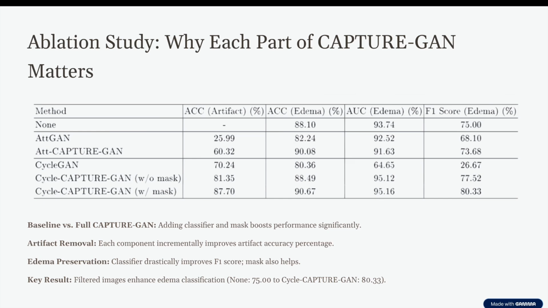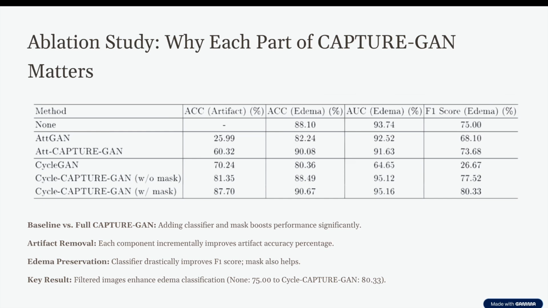For the F1 score, the impact of the edema classifier is particularly drastic. Basic CycleGAN has a very low F1 score of 26.67, indicating poor edema preservation. Adding the classifier in CycleCAPTURE-GAN without mask jumps this to 77.52, and the mask further lifts it to 80.33. This shows the classifier is crucial for protecting those subtle disease patterns.